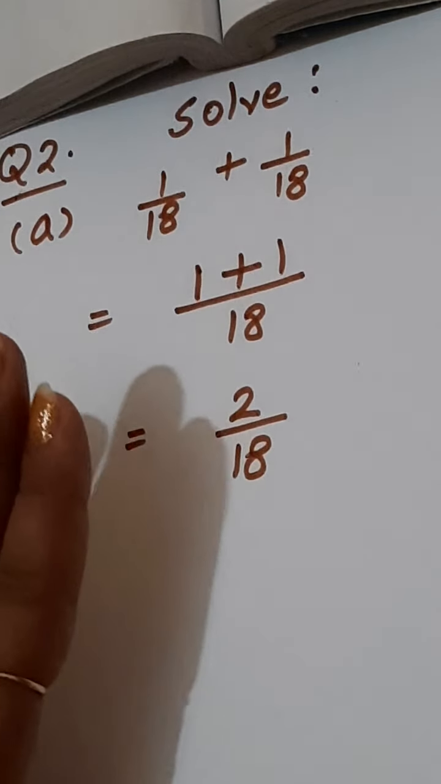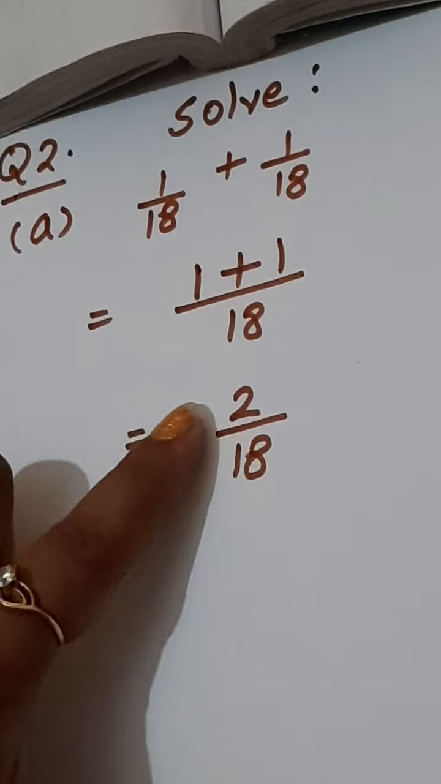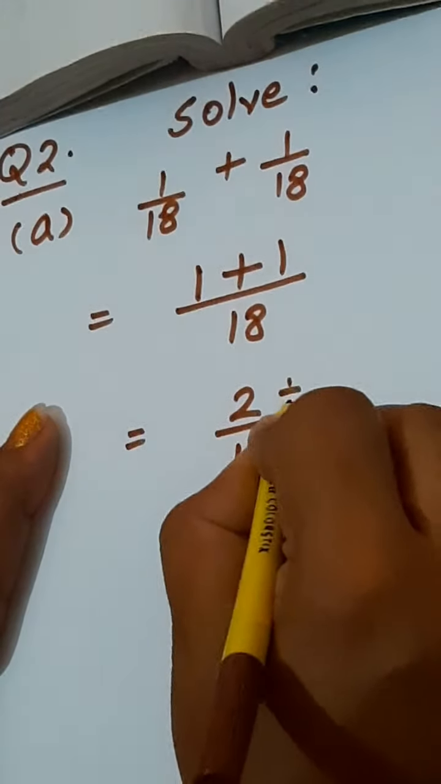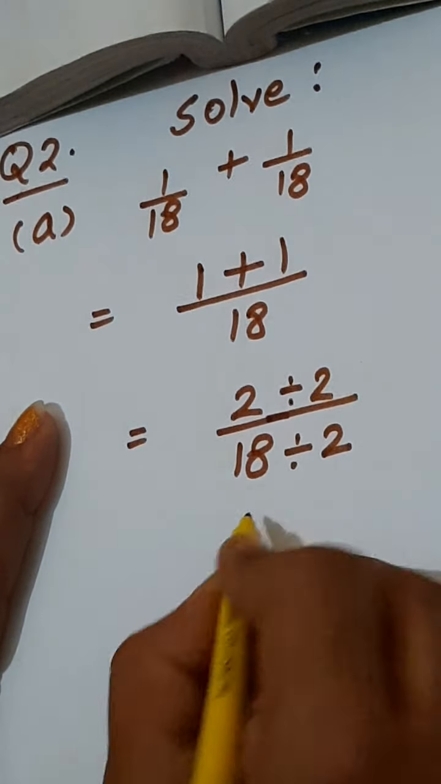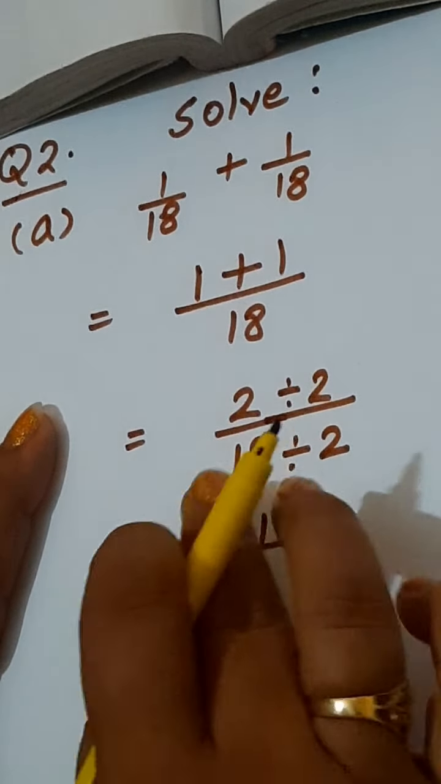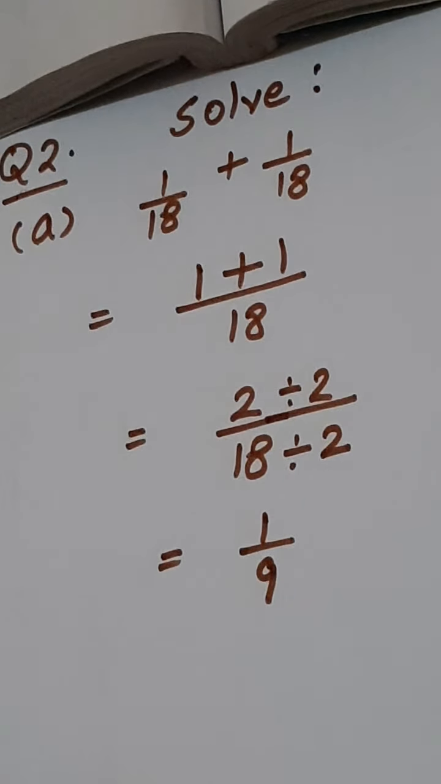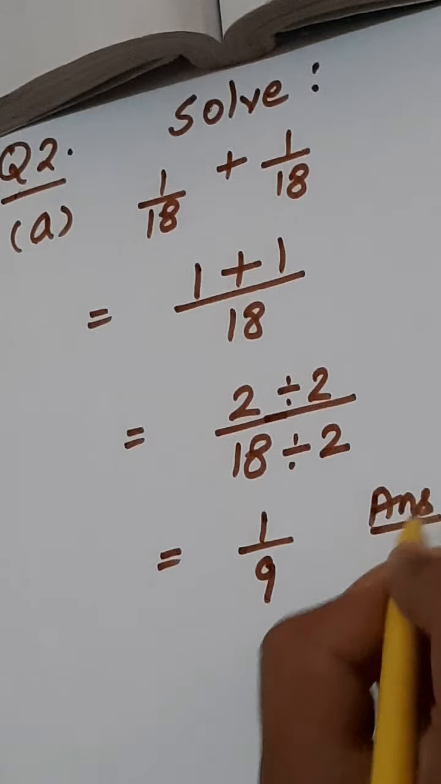Now we have to reduce the fraction into the simplest form, and both numerator and denominator are divisible by 2. So I will write 2 divided by 2, 18 divided by 2. After division I will get 2 divided by 2 is 1, 18 divided by 2 is 9. So my answer is 1 upon 9.